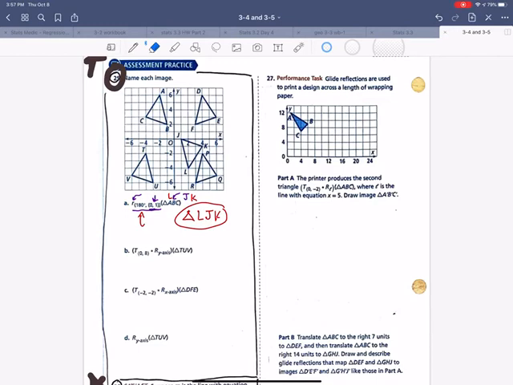Now, what would this be? So the first thing I'm going to do is reflect over Y. So this is my image, and if I reflect over Y, I'm here. 4 to the left, so I'm 4 to the right. Okay, so I'm here. I reflected over the Y. Now I have to go down 8.